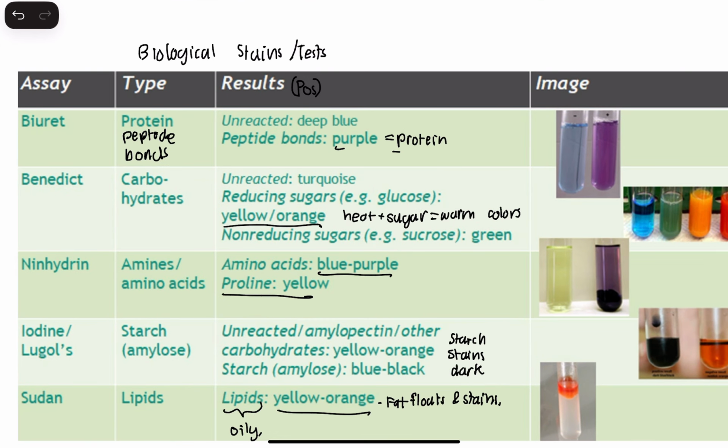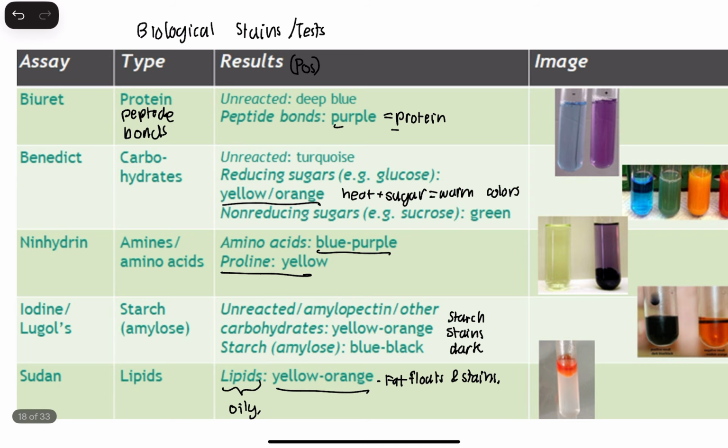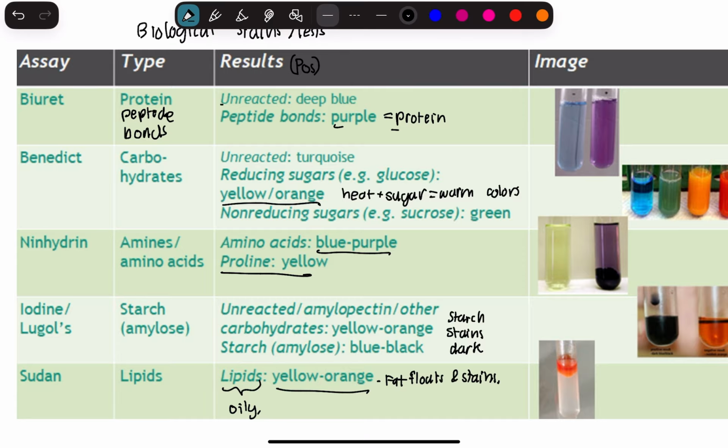In this video, we're going to be talking about the biological stains and tests that you have to know for the USOO. So let's start off with the Biuret. This is for protein/peptide bonds. When you have unreacted proteins, that's going to give you a deep blue color, and when you have peptide bonds, this is going to give you a purplish color.